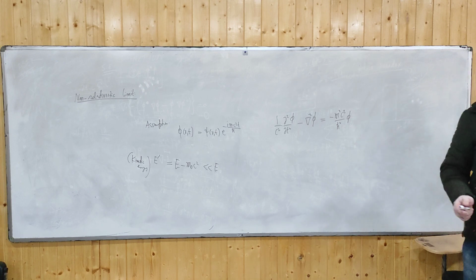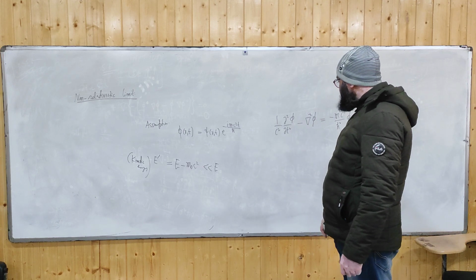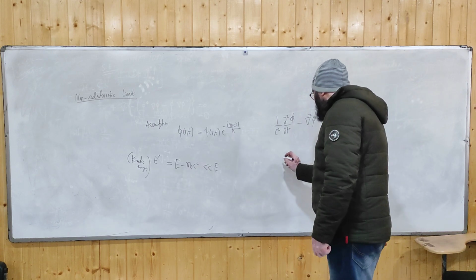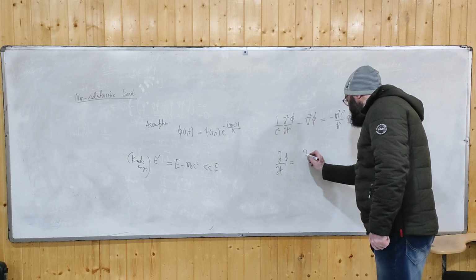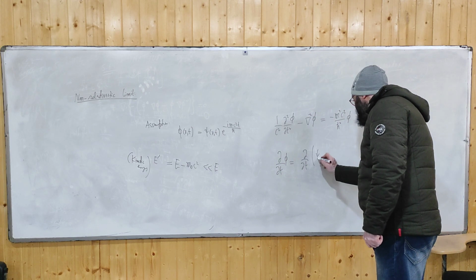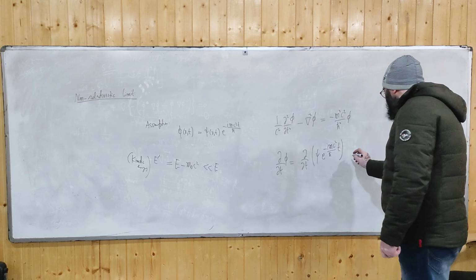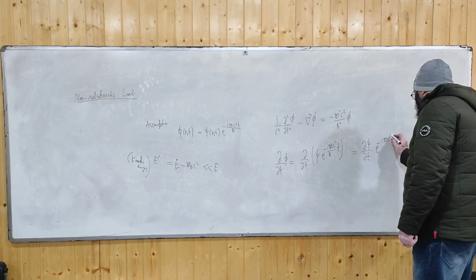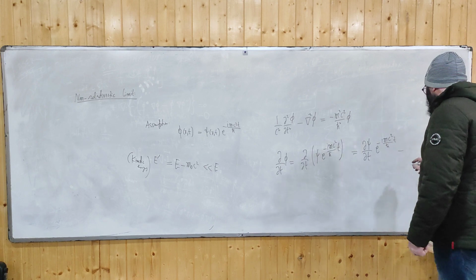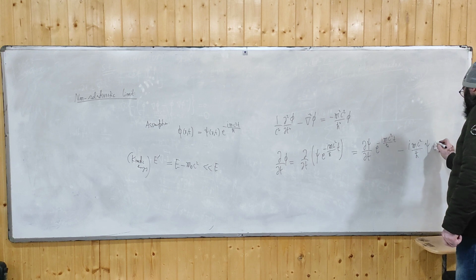Now what is phi? Let's calculate partial by partial t of phi first. That is partial by partial t of psi e raised to the power minus i mc² t by h-bar. So it is partial psi by partial t e raised to the power minus i mc² t by h-bar, minus i mc² by h-bar psi e raised to the power minus i mc² t by h-bar.